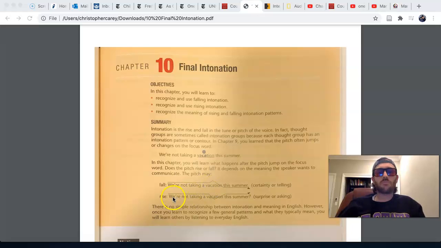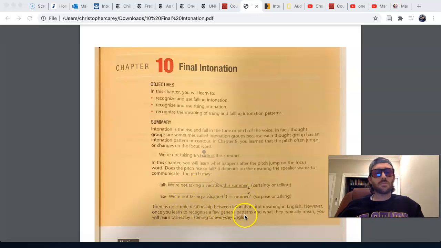But take a look what happens when we have rising intonation after that focus word. We're not taking a vacation this summer? We're not taking a vacation this summer? Probably would be a response to that statement, right? If you told your family or your children, we're not taking a vacation this summer, they'd probably respond with rising intonation, saying the same sentence, right? We're not taking a vacation this summer? That's surprise, or maybe even asking someone to inquire about information.